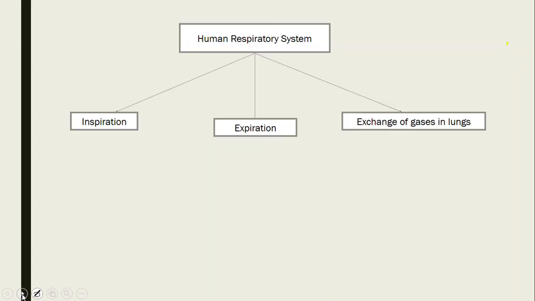Now we go to the human respiratory system. The human respiratory system involves various processes, the most important being inspiration, then expiration, and then the exchange of gases in the lungs.